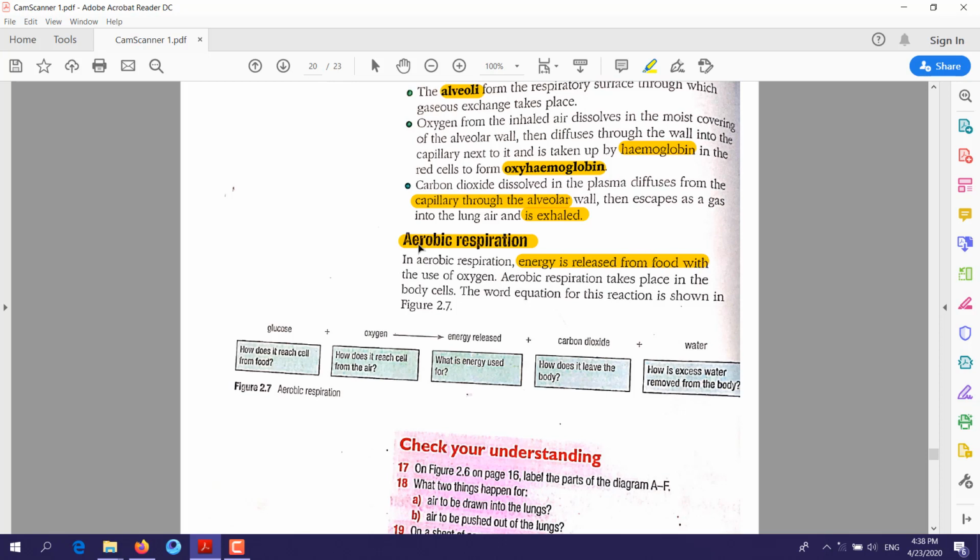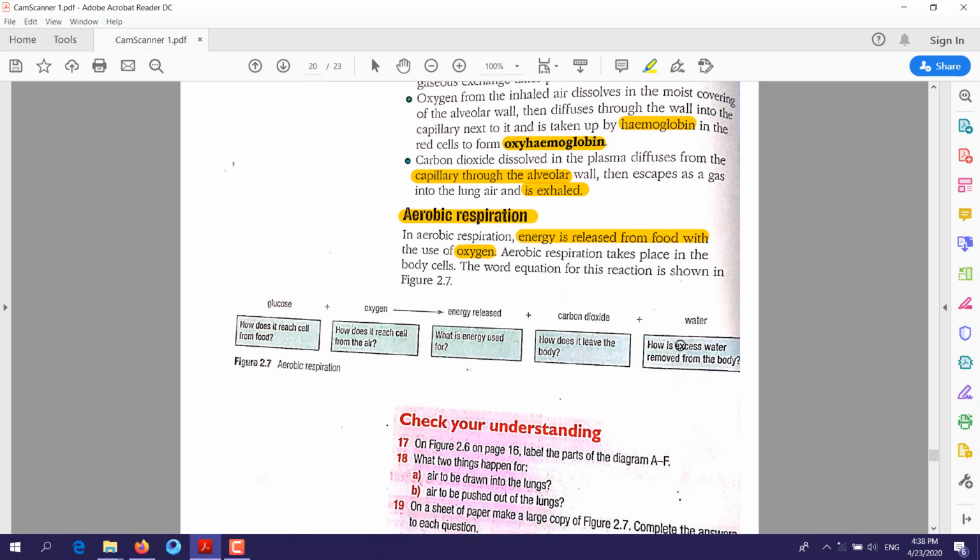But here they call it aerobic respiration. Why do they call it aerobic respiration? They call it aerobic because the air or the oxygen is used in this process. As shown in this equation, which is for aerobic respiration, sometimes they will ask you to write the equation of cellular respiration. It's the same meaning, aerobic respiration or cellular respiration.